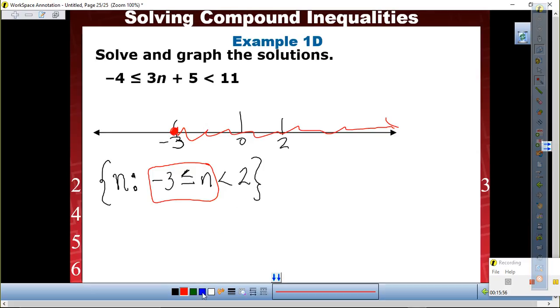Very good. Then I graph this one. It's an open point. n is less than 2. All numbers less than 2 are that way. So a solution has to come from this section right here. Everybody got it? All right. Hands if you got the whole thing by yourself. Okay. All right, here goes the challenge one.